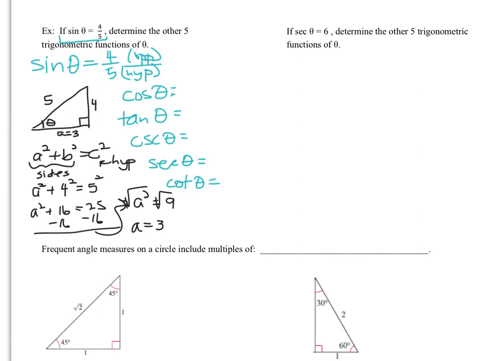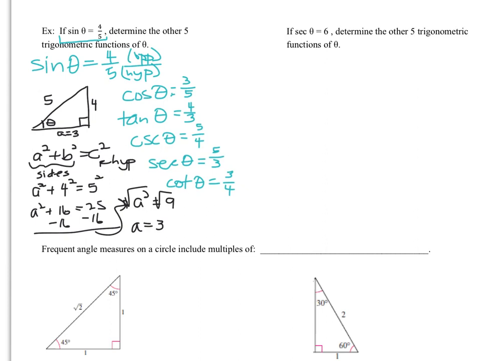Cosine, by definition, is adjacent over hypotenuse. That would be 3/5. Tangent is opposite over adjacent for side lengths, and that would be 4/3. Cosecant is the reciprocal of sine. That's going to be 5/4. Secant is the reciprocal of cosine, 5/3. And cotangent is the reciprocal of tangent, so 3/4. Now eventually this information will help us determine what the measure of theta actually is.